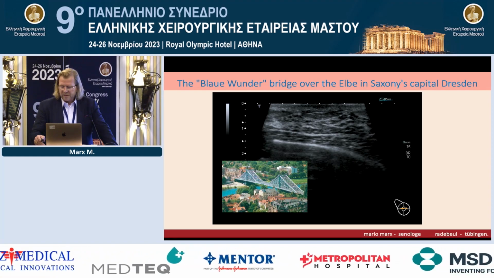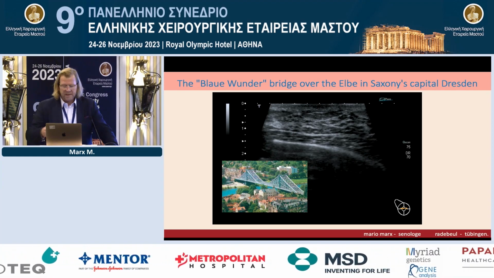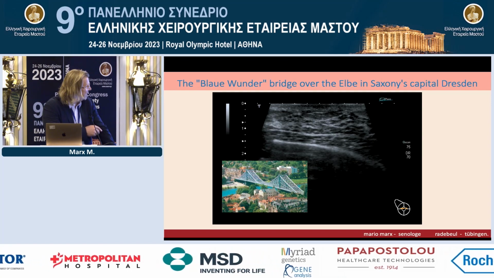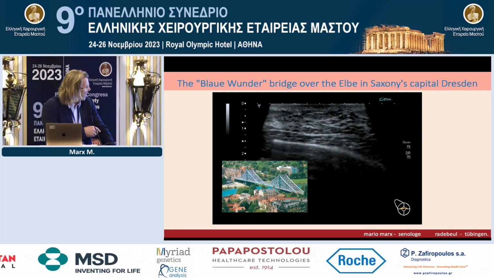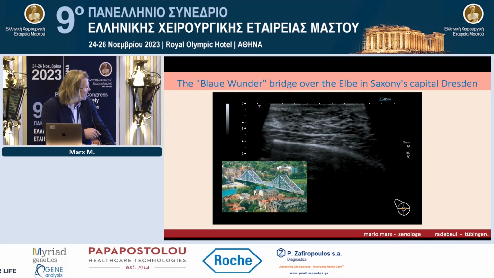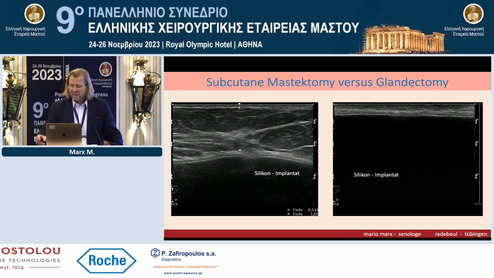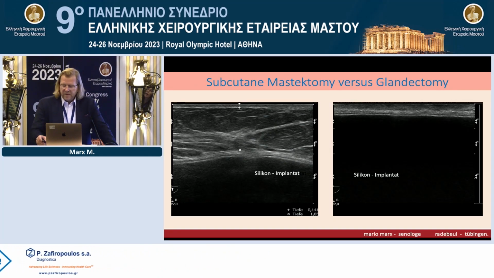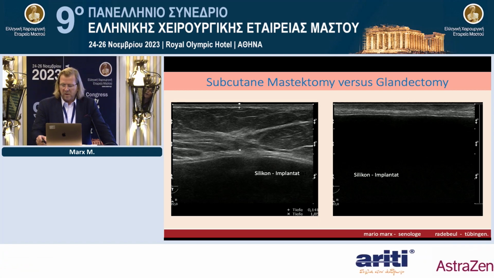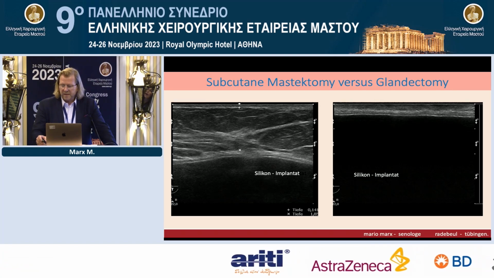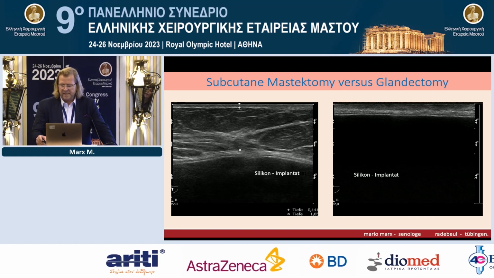Here is subcutaneous fat between the Cooper ligaments. Subcutaneous fat, Cooper ligaments, the muscle, and the skin. And this one is the gland. Leaving tissue behind means an elevated risk for our patients. To avoid this, we have to understand the anatomy of the breast.